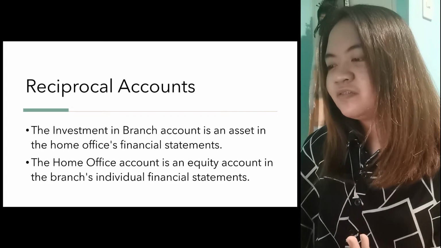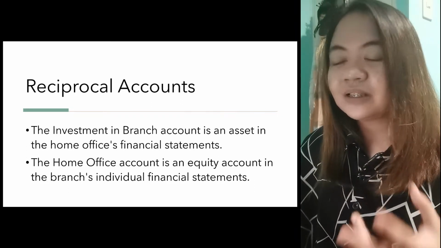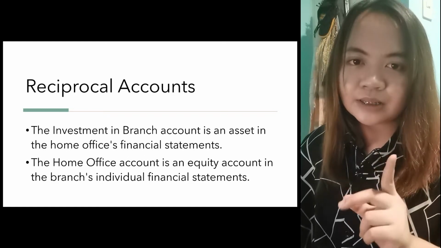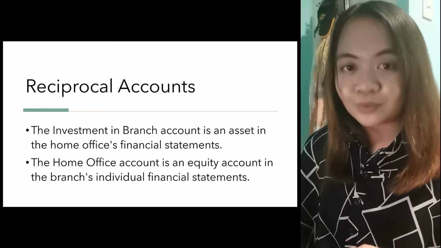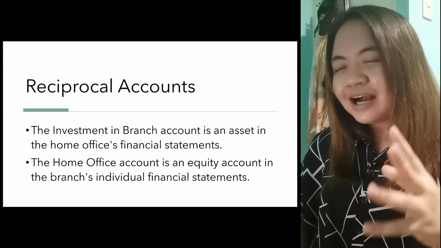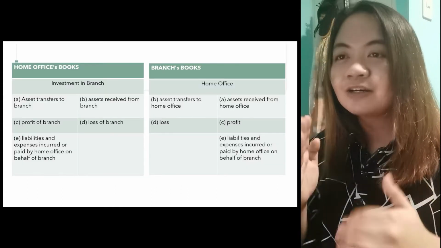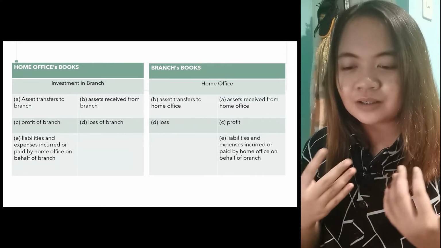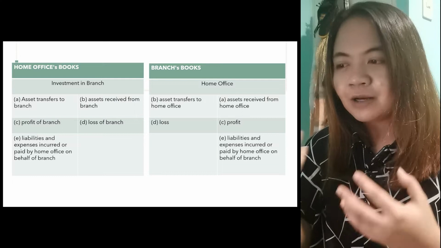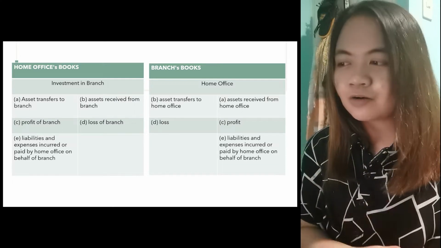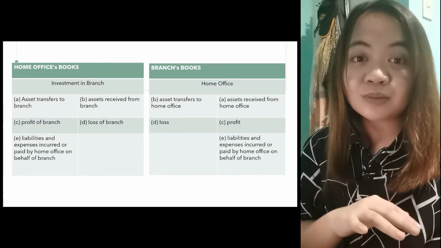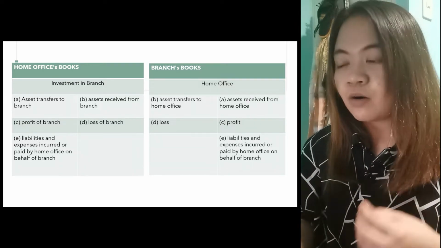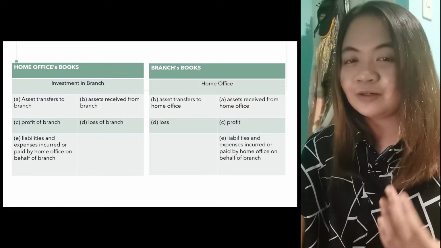Home office account is an equity account in the branch individual financial statement. Equity siya. Normal balance ng equity account is credit. So, how to increase home office account, increases in investment between the branch and then the home office. Pag si home office ang nagre-record, it will be a debit to investment in branch. Pag si branch ang nagre-record, it is a credit sa home office account. Remember that.